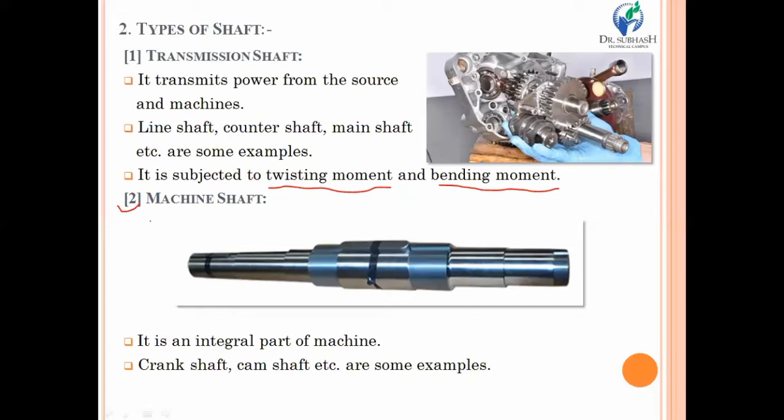Similarly, the camshaft, which is being used for the opening and closing of the exhaust and inlet valves, is also a kind of machine shaft. So this is the machine shaft, which is an integral part of the particular machinery that we are using.